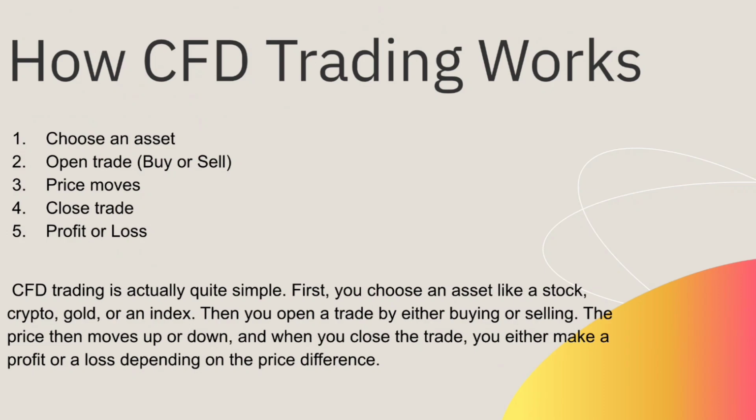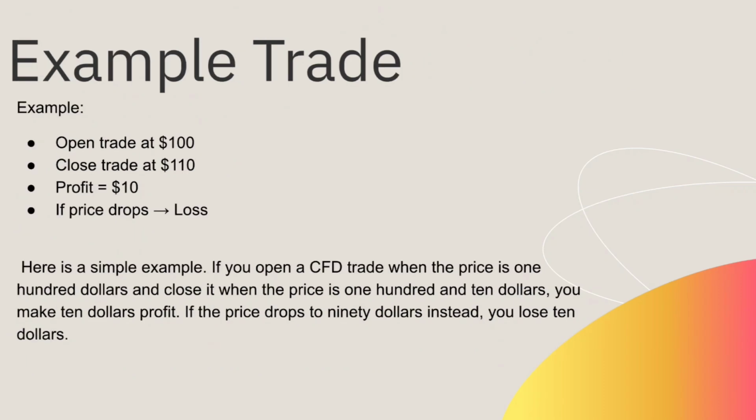Now CFD trading itself is actually quite simple. First, you simply choose an asset like a stock, a crypto, or it could be gold or an index. Then you open a trade, either to buy, go long, or to short, which would be a sell position. The price will then move either up or down, and where you close the trade at will determine whether you either make a profit or a loss depending on the price difference.